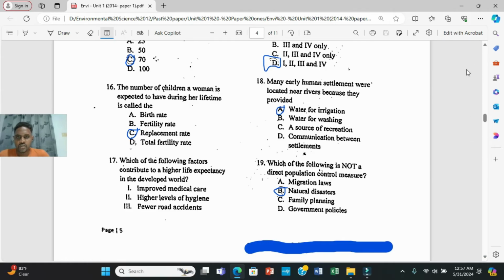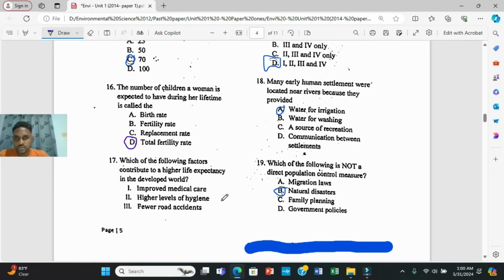The number of children a woman is expected to have during her lifetime is called, and the answer is D, total fertility rate. Now, fertility rate would mean per every 1,000, but the total fertility would mean the amount of children she's expected to have throughout her lifetime if she lives from 15 to 49.